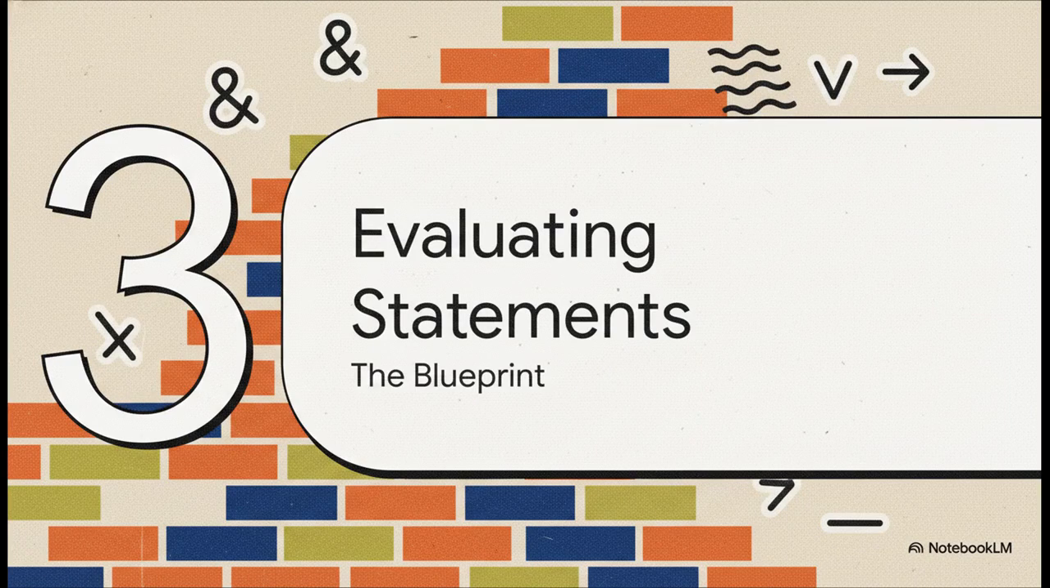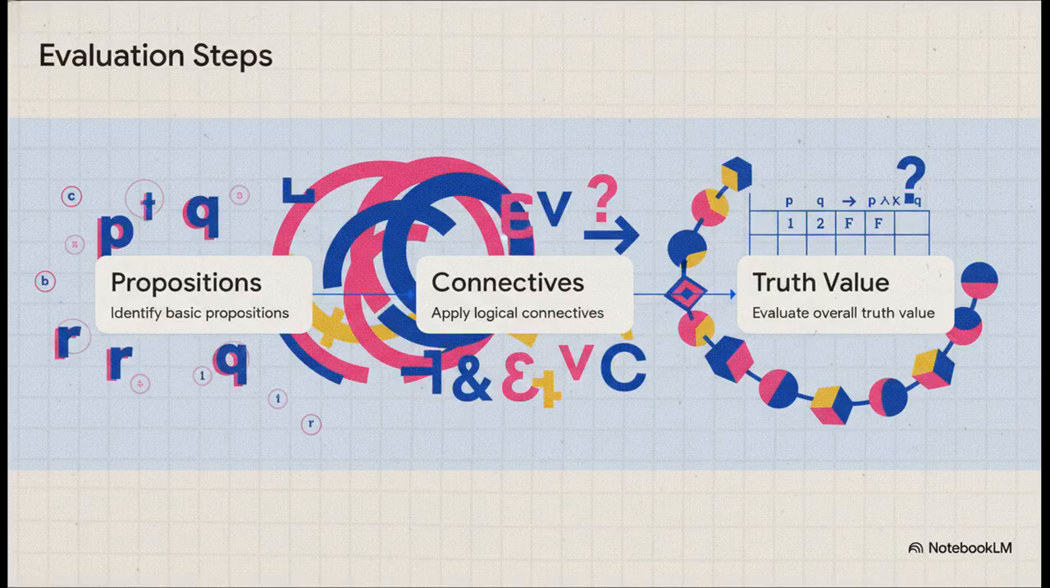Okay, Section 3, evaluating compound statements, the blueprint. So, how do we actually use this? If you're faced with a massive, intimidating compound statement, you don't just guess its validity. No way. You follow this exact logical step-by-step procedure. Step 1, isolate and identify your basic propositions, your P's and Q's. Step 2, accurately apply your connectives to see exactly how those propositions are linked. And Step 3, evaluate the overall truth value based on those links. Breaking it down systematically like this ensures you never get overwhelmed, no matter how convoluted the argument might seem.